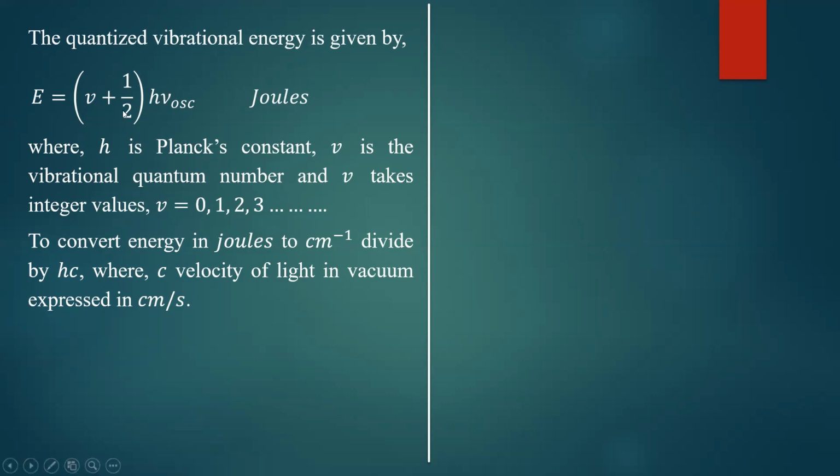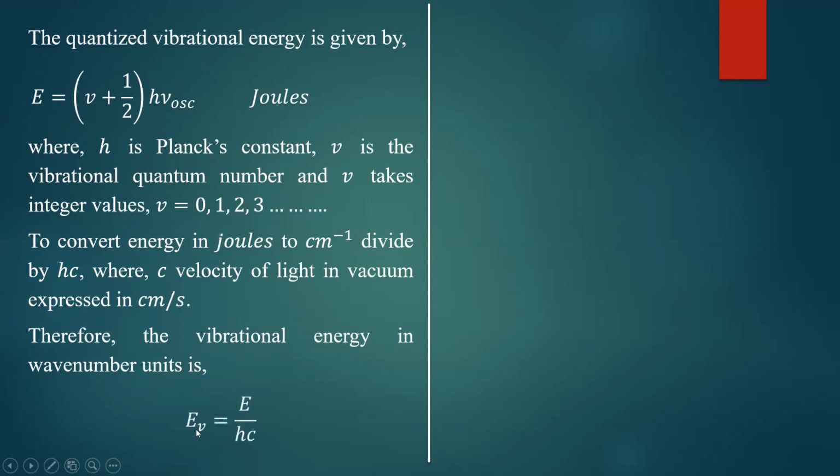So I write the energy in terms of centimeter inverse. This is the expression for energy in terms of joules. You express this energy in terms of centimeter inverse. Therefore, the vibrational energy in wave number units is obtained by dividing this expression by hc. So that will give you E_v, that is energy in centimeter inverse, equal to energy by hc, where E is the energy in joules. If you do that, you will get E_v is equal to (v plus half) into nu oscillation by c. So you just have to divide this expression by hc.